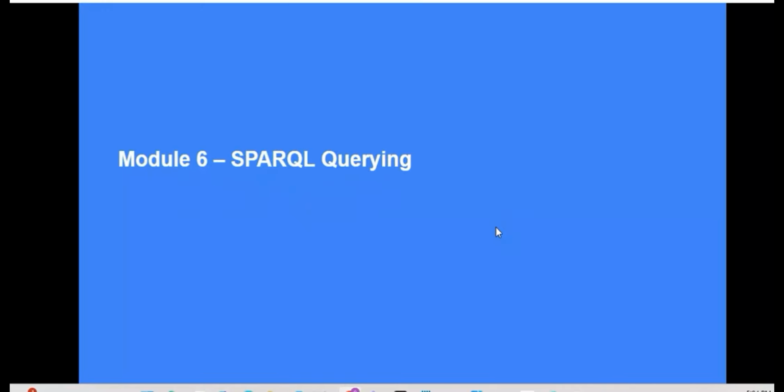The next is about SPARQL querying. So SPARQL is the standard query language for RDF data and semantic graphs. Common query types include select queries, construct queries and ask queries. Select queries retrieve matching data from RDF datasets. Construct means generate new RDF graphs from existing data, and ask means return true or false answers.